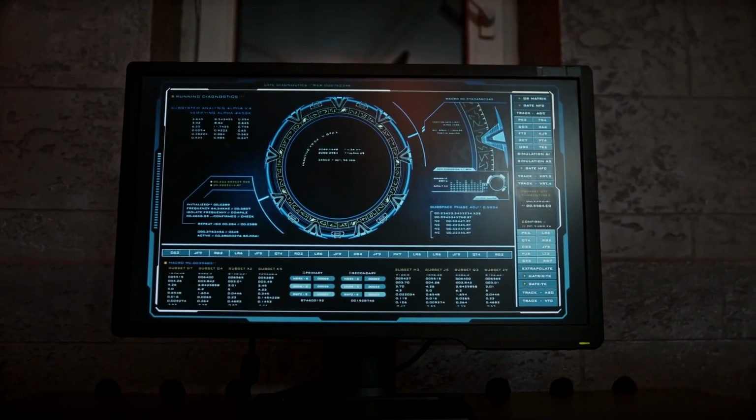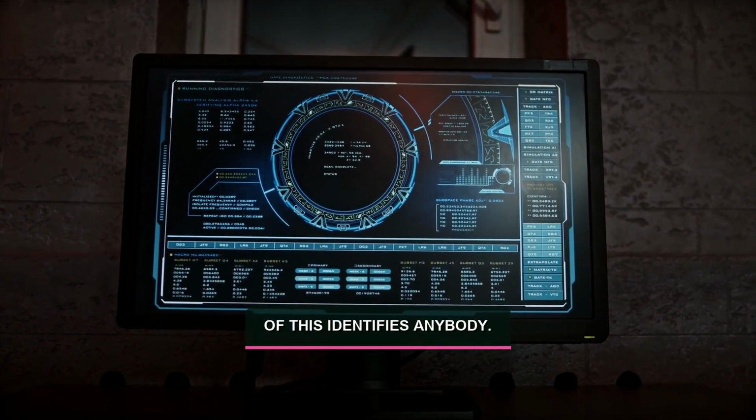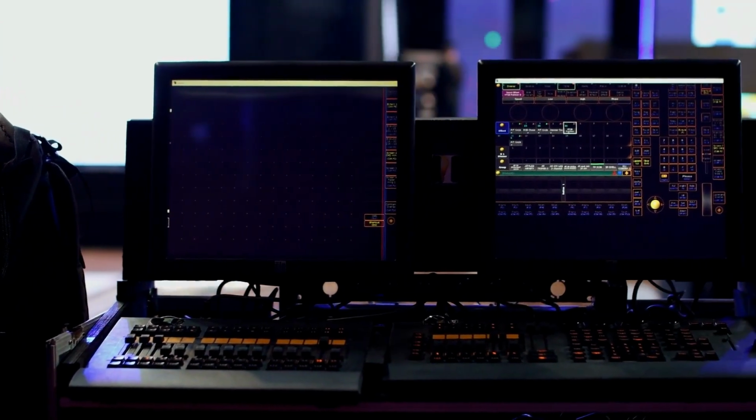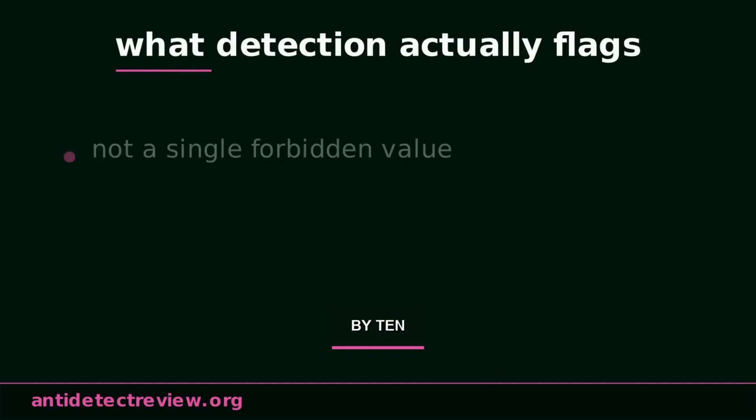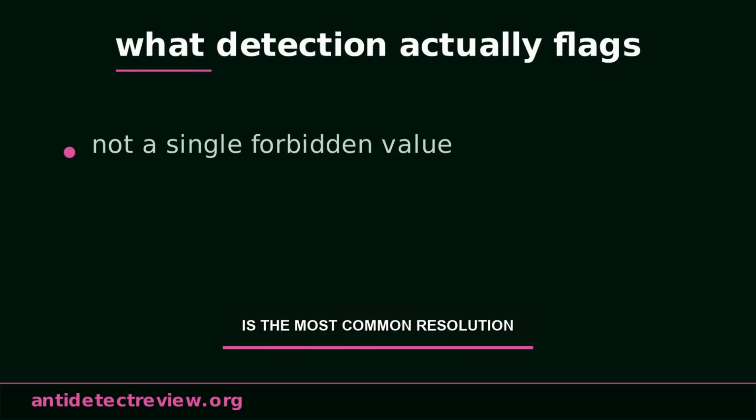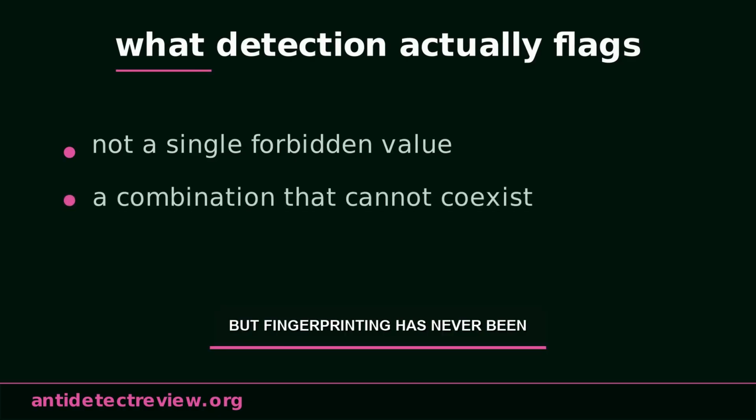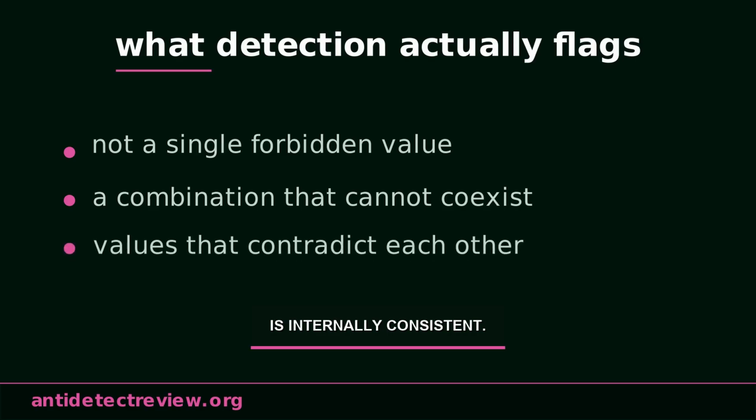Now here is why any of this identifies anybody on its own. A screen that is 1920 by 1080 is the most common resolution in the world. It tells a site almost nothing. But fingerprinting has never been about one value. It is about the combination, and about whether the combination is internally consistent.